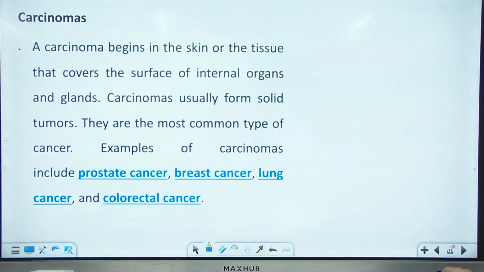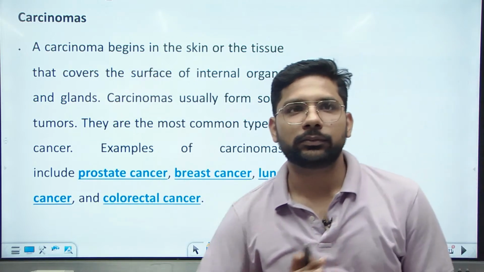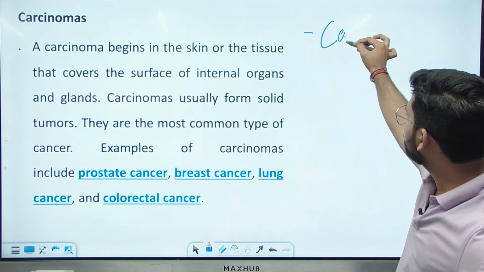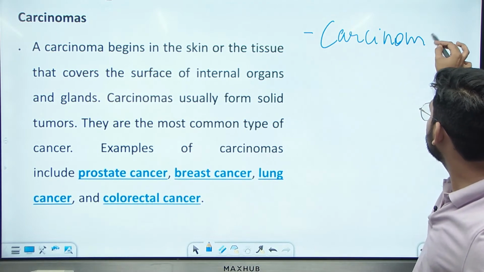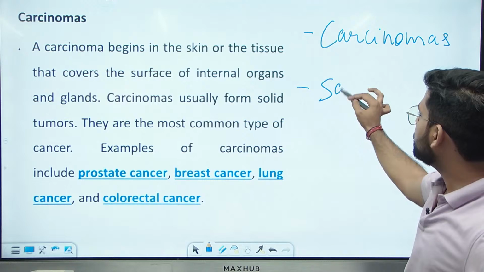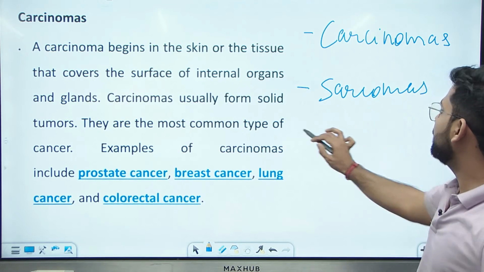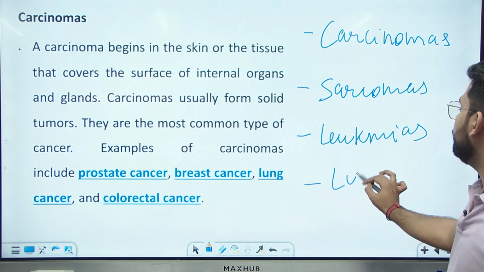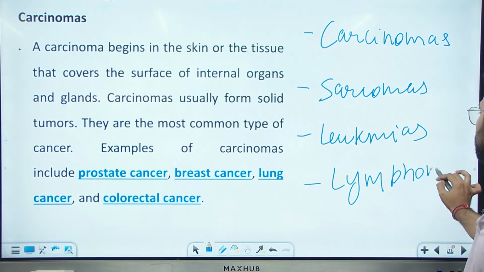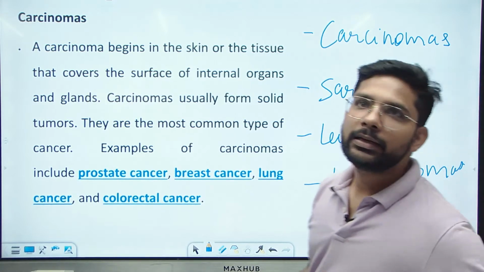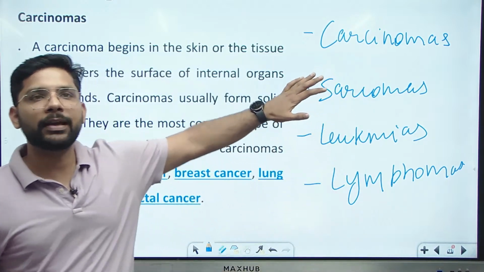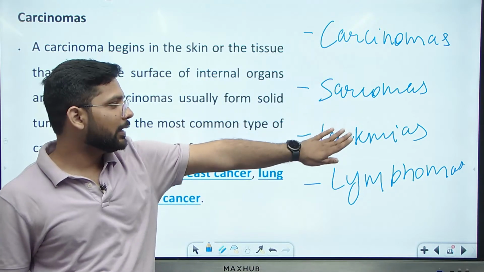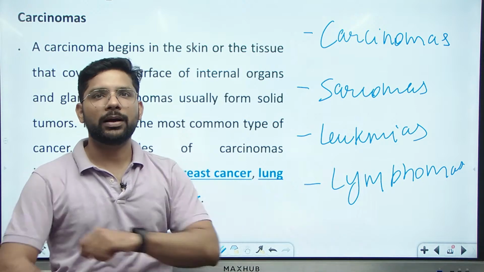Now, there are different kinds of cancer. The first is known as carcinomas. Second is sarcomas. Third is leukemias. And fourth is lymphomas. So these are the four types of cancer: carcinomas, sarcomas, leukemias, and lymphomas.